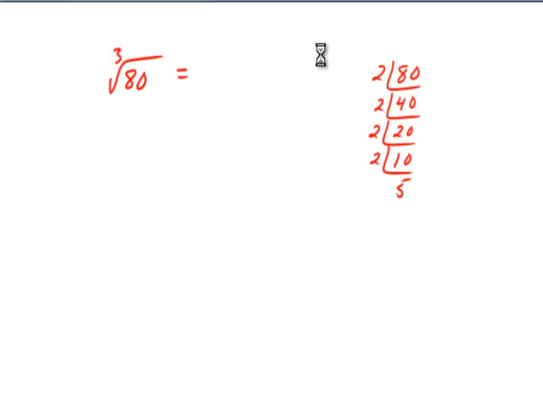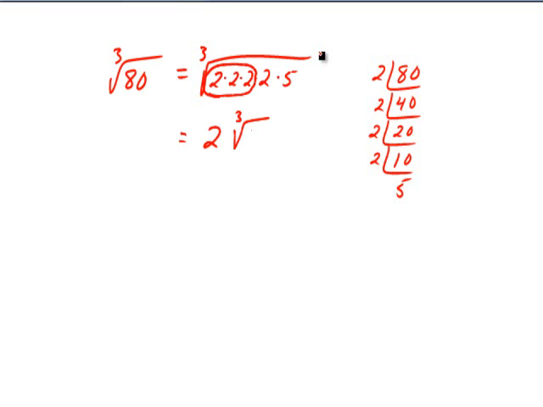I have 2 times 2 times 2 times 2 times 5. Because I'm taking the cube root of 80, I want to take out 3 2's as a single 2. And I'm left with the cube root of 10 on the inside. So the simplified form of the cube root of 80 is 2 times the cube root of 10.